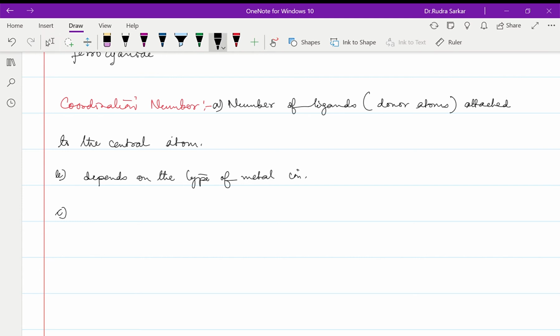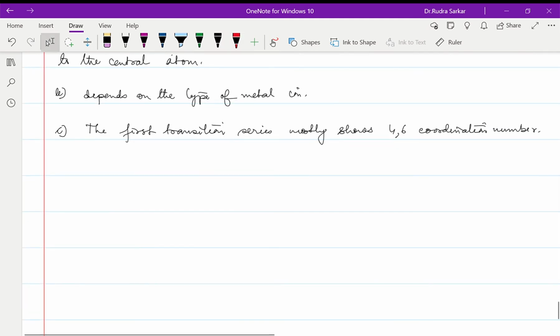See, the first transition series mostly shows 4, 6 coordination number. Or we can also say that coordination number usually increases down the group. Okay. Now, what are basically ligands?